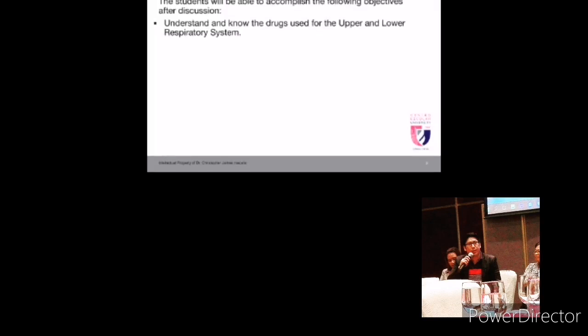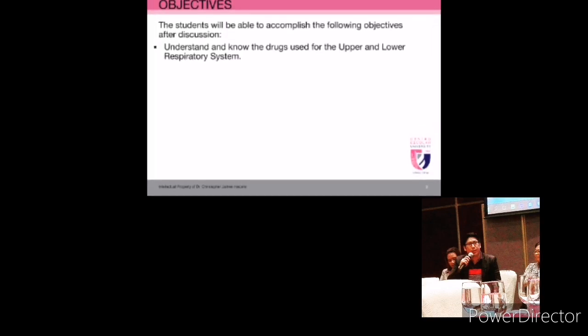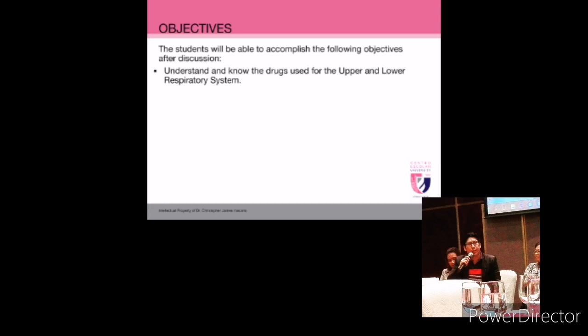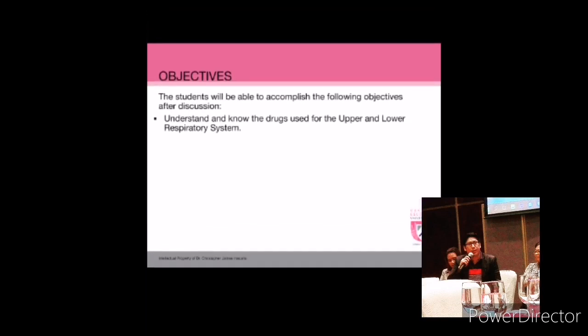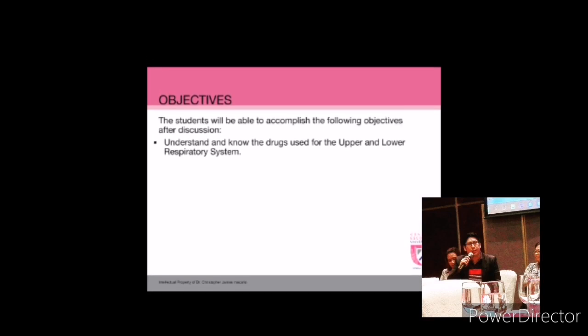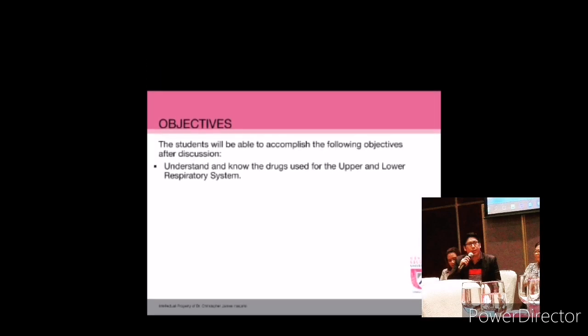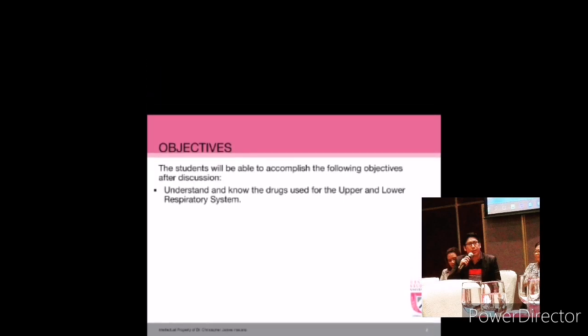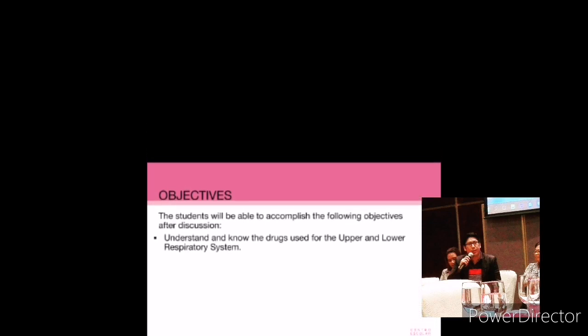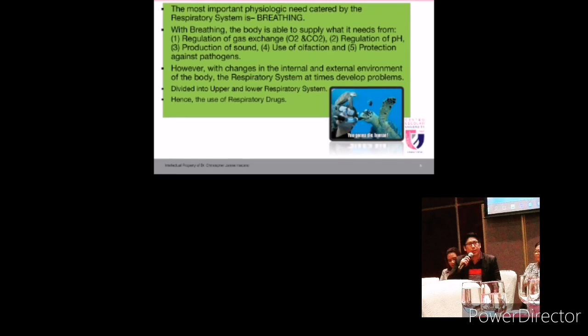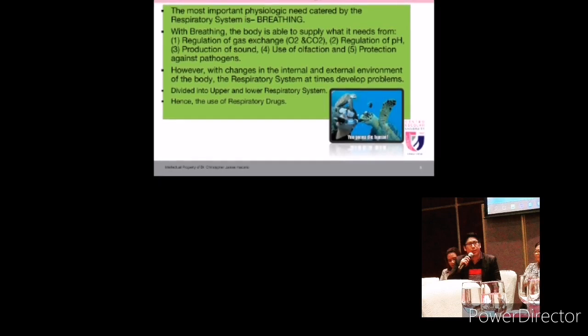Okay? As for the objectives, you are supposed to accomplish the following objectives: understand and know the drugs used for the upper and lower respiratory drugs. So we will be discussing both kasi ang dami ang drugs. Okay. A little introduction about the respiratory system.